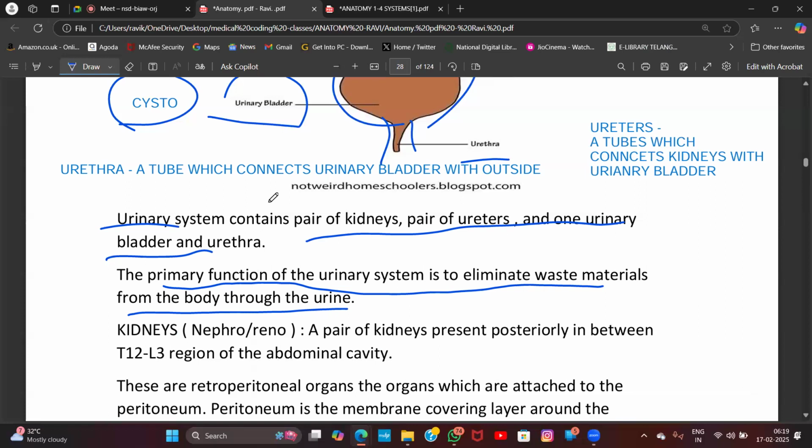The urinary system contains a pair of kidneys, a pair of ureters, the urinary bladder, and one urethra. What is the major function of the urinary system? To eliminate waste materials from the body through the urine.